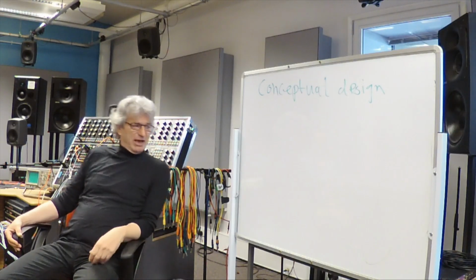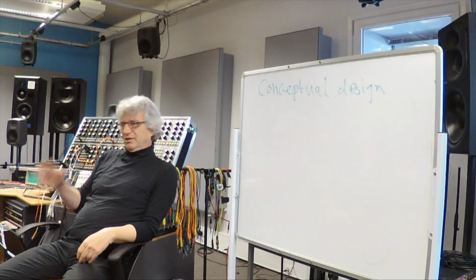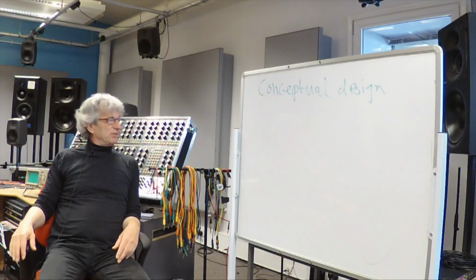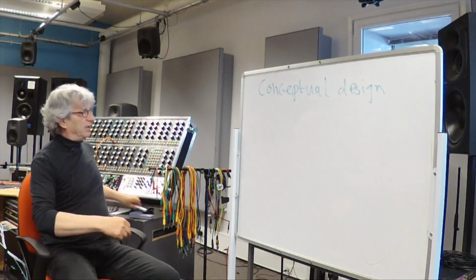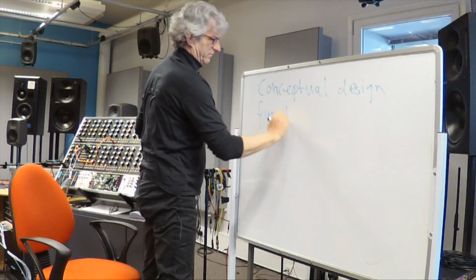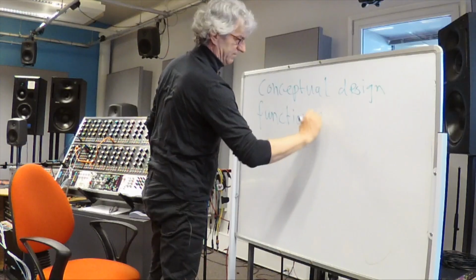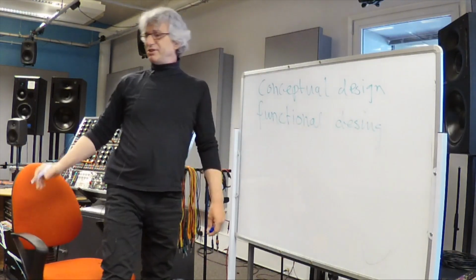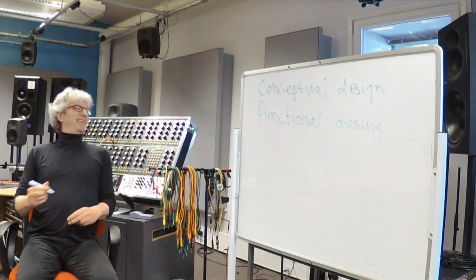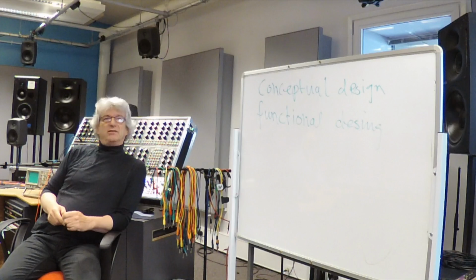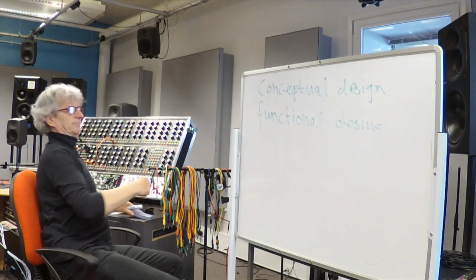So if you have an idea of the concept of some, let's say, new instrument, then the second level is basically the functional design. And in the functional design, you basically just make a list of all the functions that you want in that specific instrument.